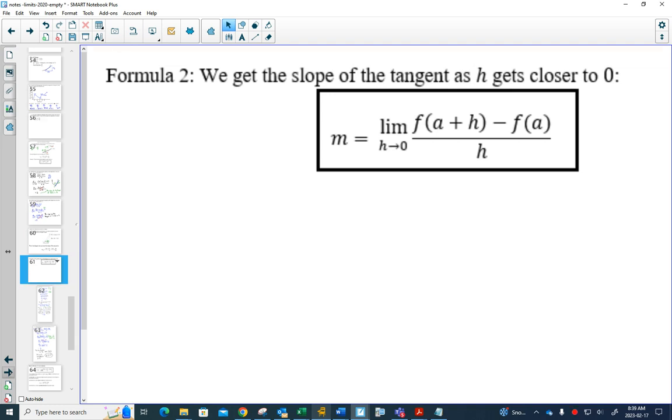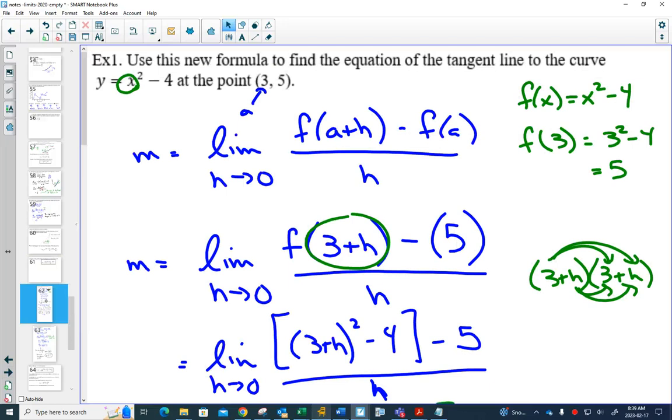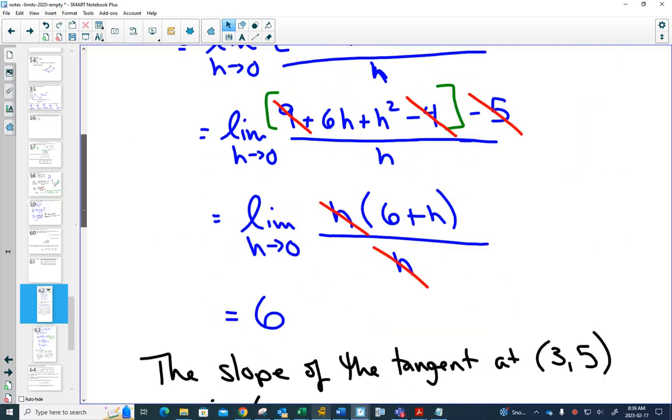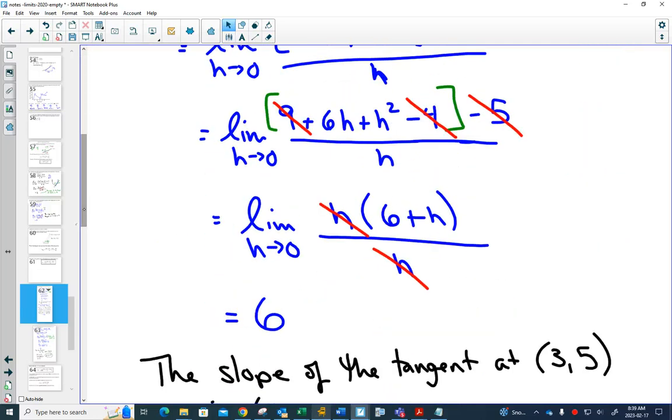And when we did an example with this, right, we had our formula, but now our point was at 3, so we would plug 3 in for A. And just like before, things simplify nicely. Your H eventually cancels out. Then you could apply your limit, and we found out the slope was equal to 6 in this line.